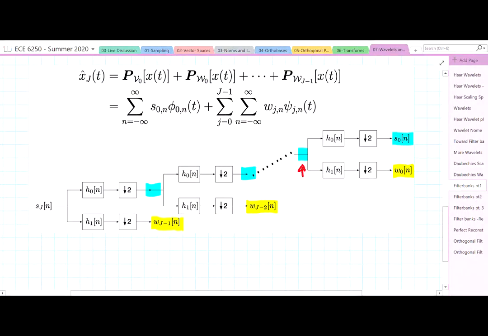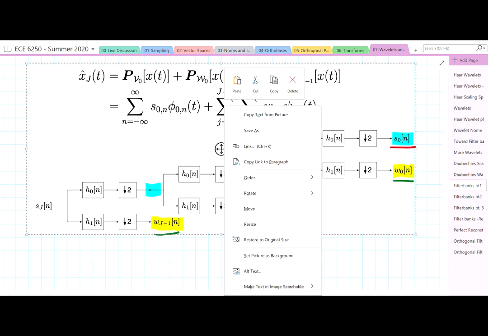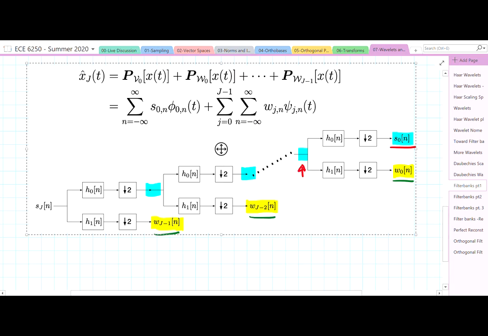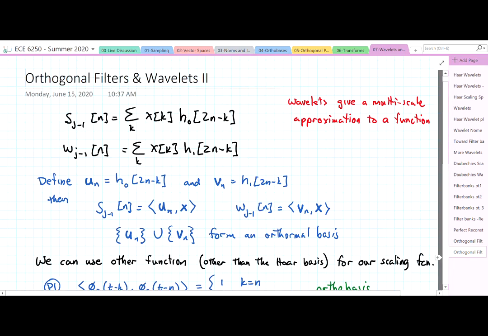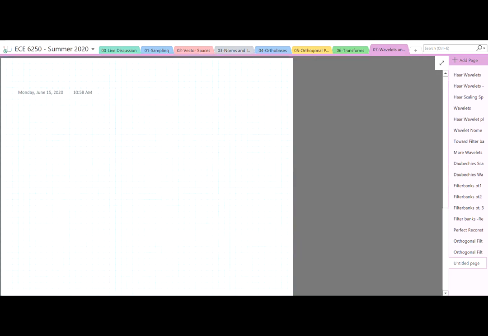The scaling coefficients here on the upper right, S naught, and then the wavelet coefficients, because of the high pass and low pass nature of it, we perform a low pass filter with H naught. You know what? I'm just going to copy this over to a new set of slides so we can discuss this in a little bit more detail.